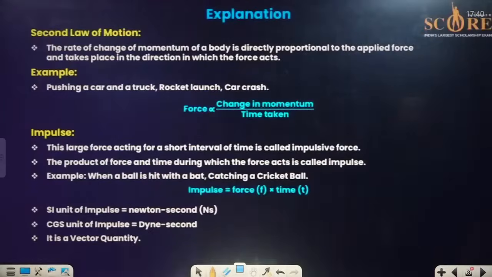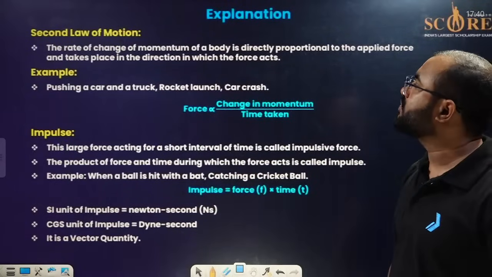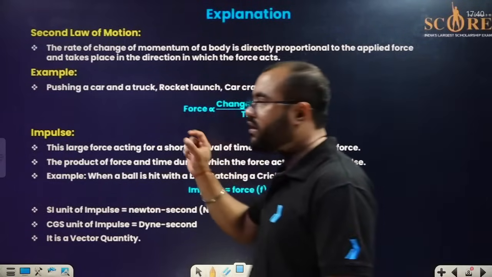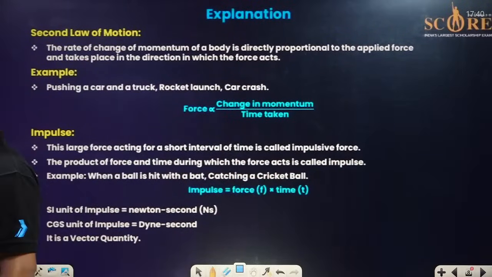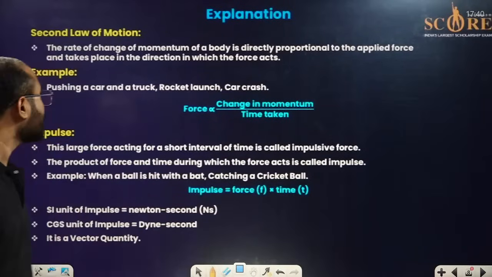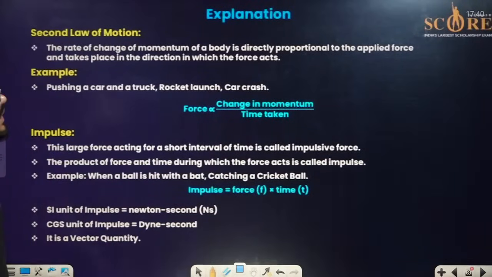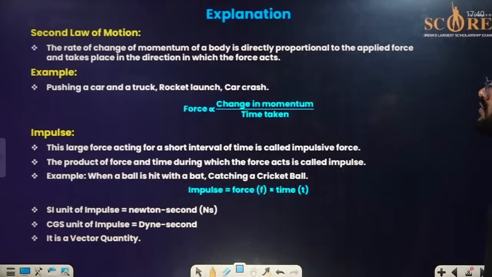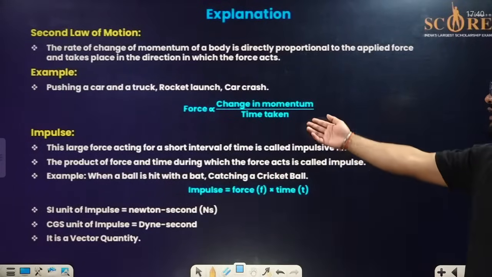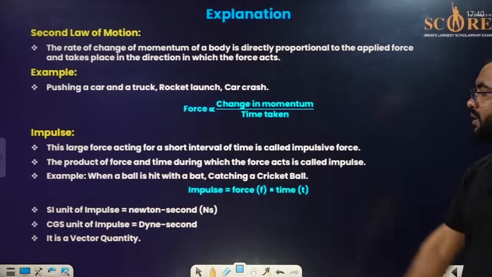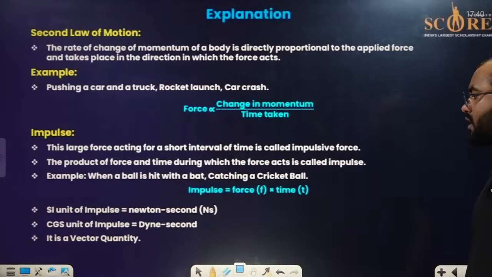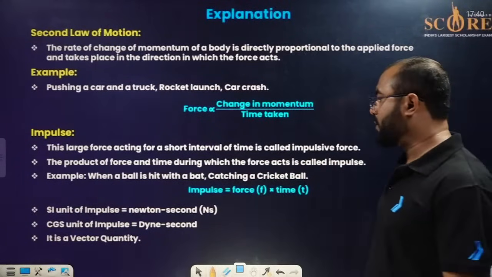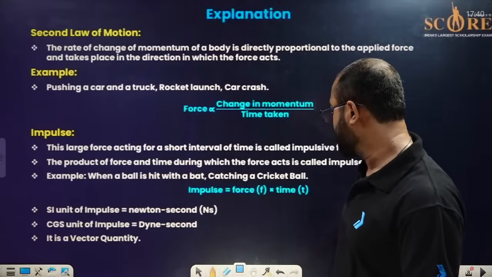If we move to the second law, the same thing is there: the rate of change of momentum. What is the meaning of rate in physics and math? It means with respect to time. The rate of change of momentum of a body is directly proportional to the applied force and takes place in the direction in which the force has acted. So force is directly proportional to change in momentum by time taken. Fine.